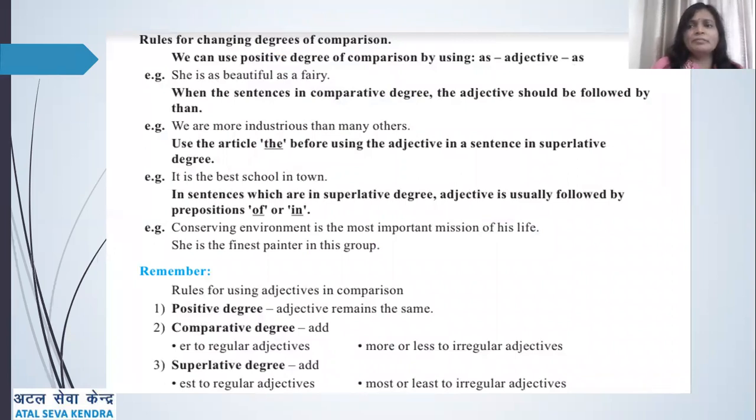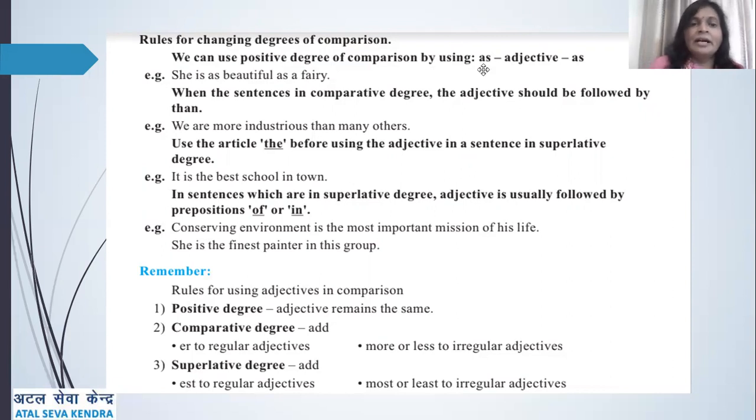We can use positive degree of comparison by using as followed by adjective as again. Let me illustrate it. She is as beautiful as a fairy. When the sentence is in comparative degree, always remember the adjective should be followed by than. We are more industrious than many others. Use the article the before using the adjective in a sentence in superlative degree. It is the best school in town.